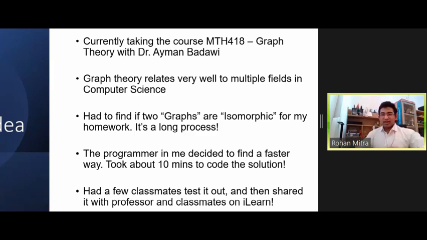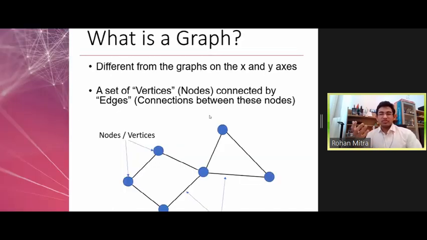Now, I said a lot of big words there, so let's just back up and take it slowly. First, let's talk about what is a graph. A lot of people, the first thing that comes to mind when they think of graphs is something on the x and y coordinates, like y equals mx plus c, y equals x squared, something like that. But these kind of graphs aren't the classical graphs most people are familiar with. These kind of graphs are actually a set of vertices or nodes that are connected by edges, which are basically just connections between the nodes.